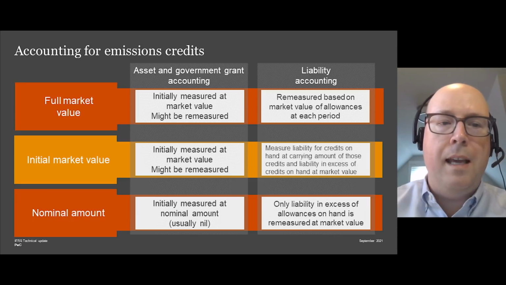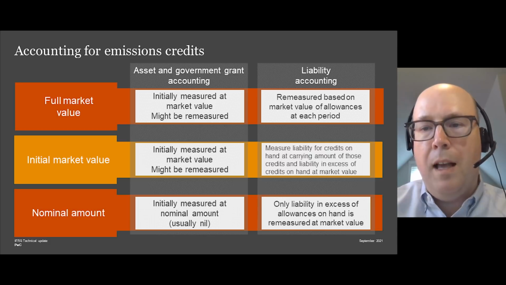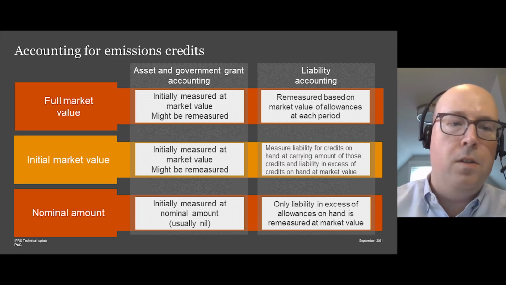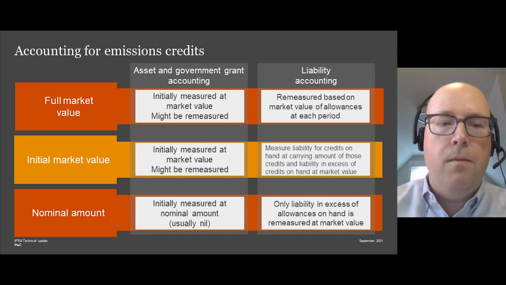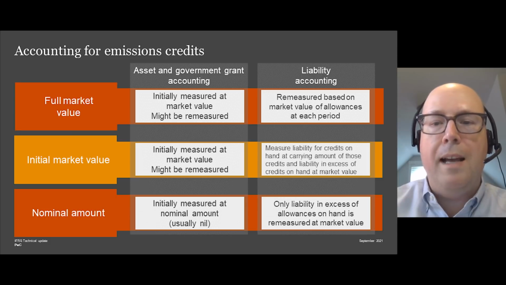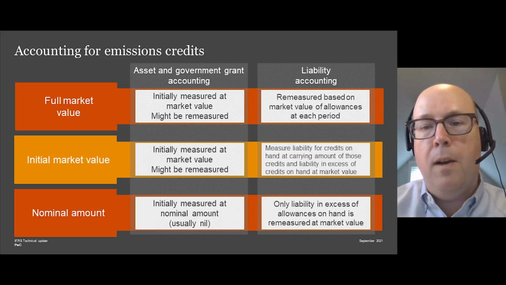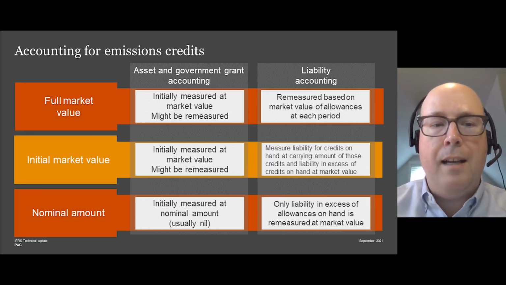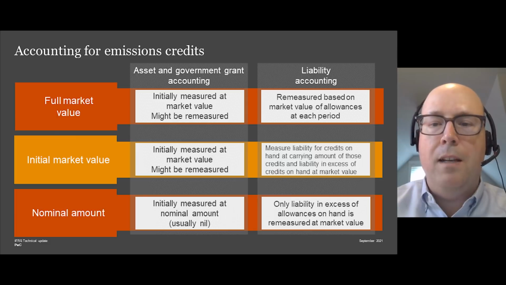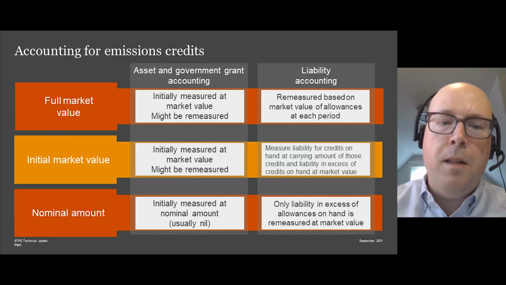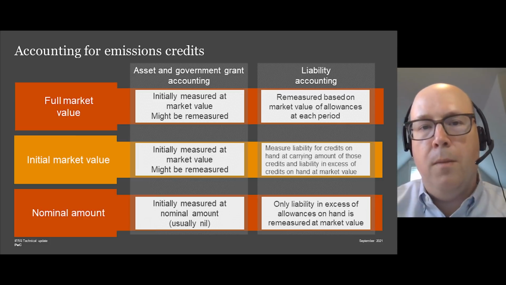So let's start with the accounting on the asset side. Under all three approaches, the initial allocations are treated as a government grant of an intangible asset. However, under the nominal amount approach, the asset and the government grant income are both measured at a nominal amount, which is usually nil. Under the full market value and the initial market value approach, the asset and the government grant are measured initially at fair market value at the date of initial recognition. They might subsequently be remeasured to fair value if a revaluation model is selected for these assets where there's an active market for them. The government grant income is then amortized over the compliance period on a systematic and rational basis. The intangible assets recognized are not amortized but would be tested for impairment.